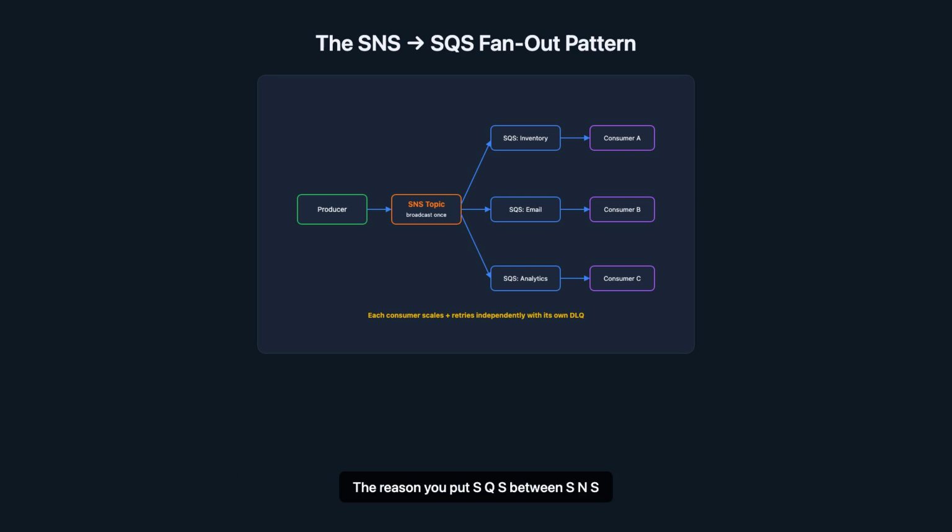The reason you put SQS between SNS and your consumers is durability. If the email consumer crashes for an hour, the messages wait safely in its queue. The inventory consumer keeps processing without interruption. Each queue gets its own dead letter queue for failures, and each consumer scales on its own. When the exam says one event must trigger multiple independent downstream pipelines, this is the answer.